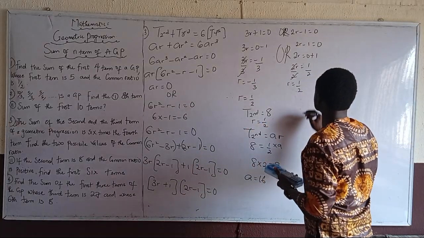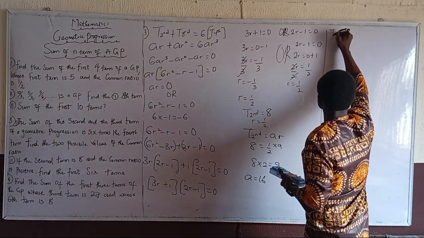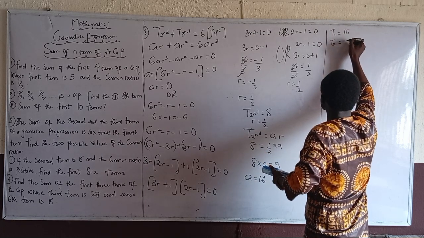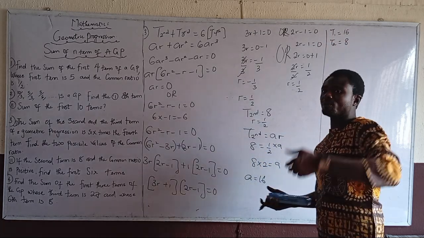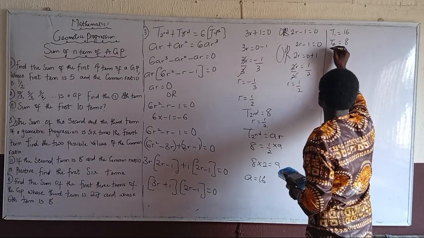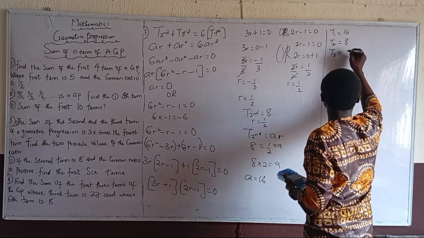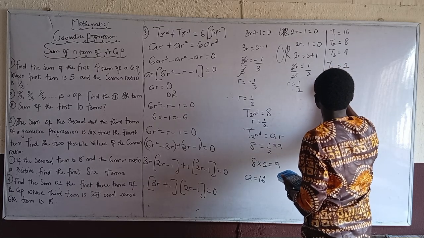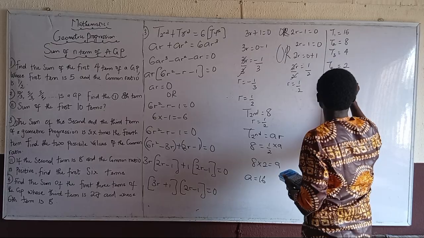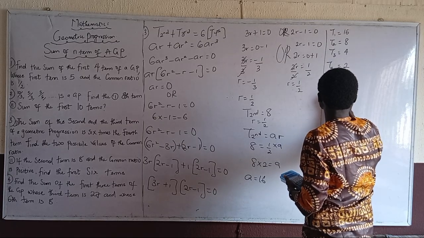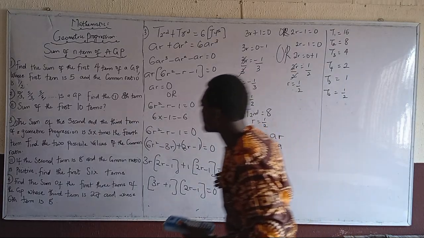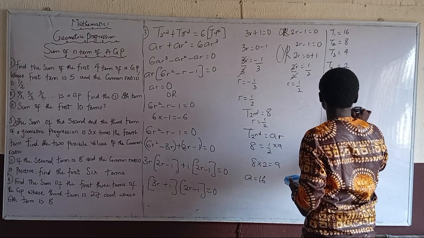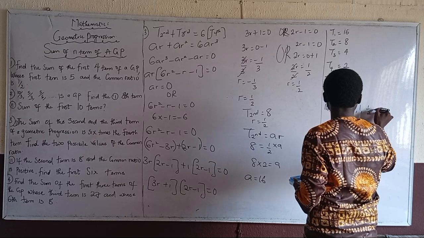So if A is 16, that means T1 is 16. T2 is 8, which means I'm dividing by 2. T3 becomes 4. T4 becomes 2. T5 becomes 2 divided by 2, 1. And T6 becomes 1 over 2. So my first 6 terms are 16, 8, 4, 2, 1 and 1 over 2.